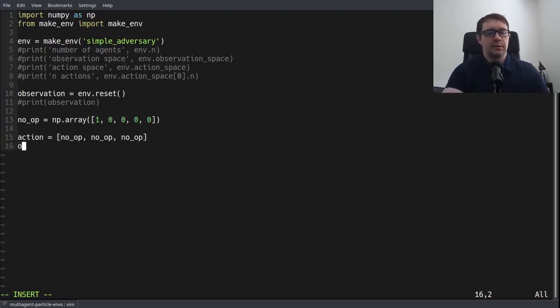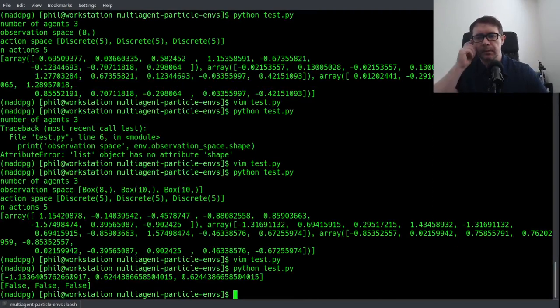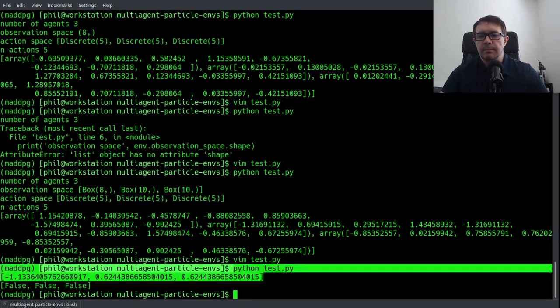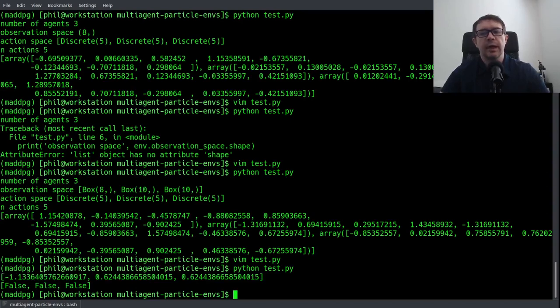So if we say obs, reward, done, info equals env.step(action), and then print our reward, we will see we get some number as well. And so let's also print done. So we'll print both of those things to see what we get. So let's run that again. And what you see is for the reward, you get a tuple of a list of three elements. That corresponds to the reward for the adversary and the two agents for taking that no op. And the other interesting thing here is that we get a list of false elements for all three agents. Now, this is another caveat to their environment in that they do not specify a terminal condition for the environment. The agent can actually run off the screen and stay there.